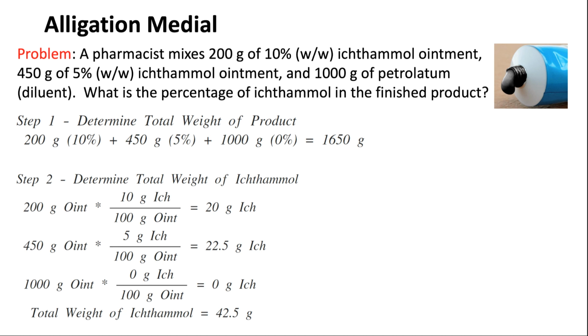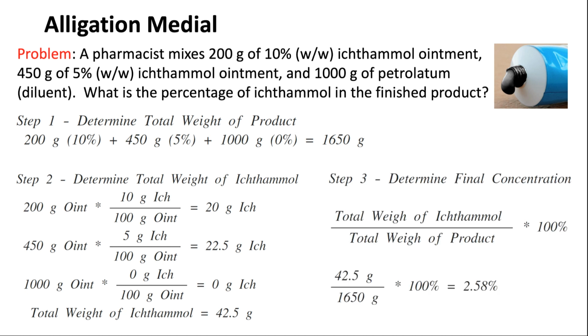Okay, we know how much total product we have, which was 1,650 grams, and we know of that weight, we have a total of 42.5 grams of ichthymol. So our last step was simply to determine the final concentration of ichthymol in the product. To do that, all you've got to do is take the total weight of ichthymol divided by the total weight of the product that it resides in times 100 to express it as a percent. So 42.5 divided by the 1650 times 100 gives us a final result of 2.58, and that would be percent.